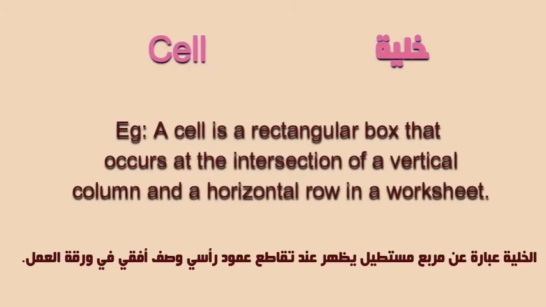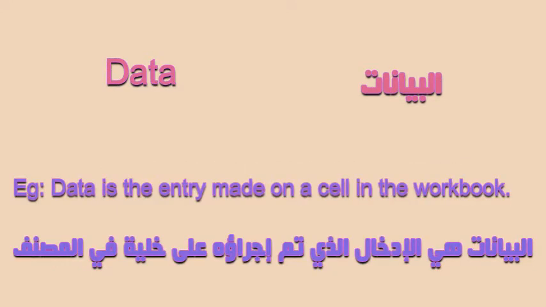Column. The column runs vertically in the Excel sheet. Cell. A cell is a rectangular box that occurs at the intersection of a vertical column and a horizontal row in a worksheet. Data. Data is the entry made on a cell in the workbook.